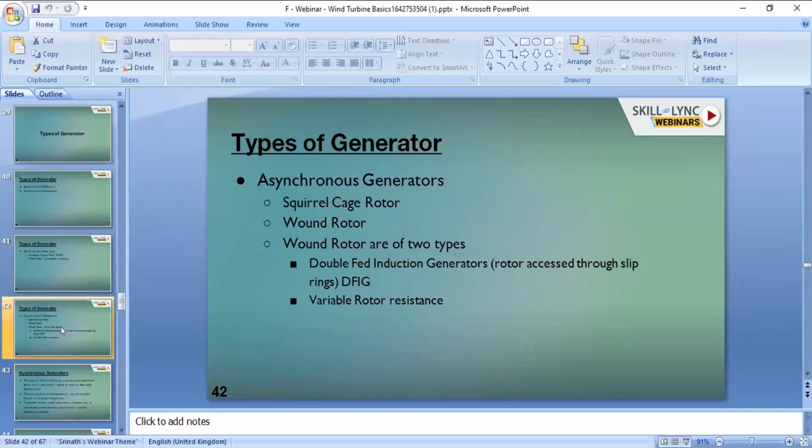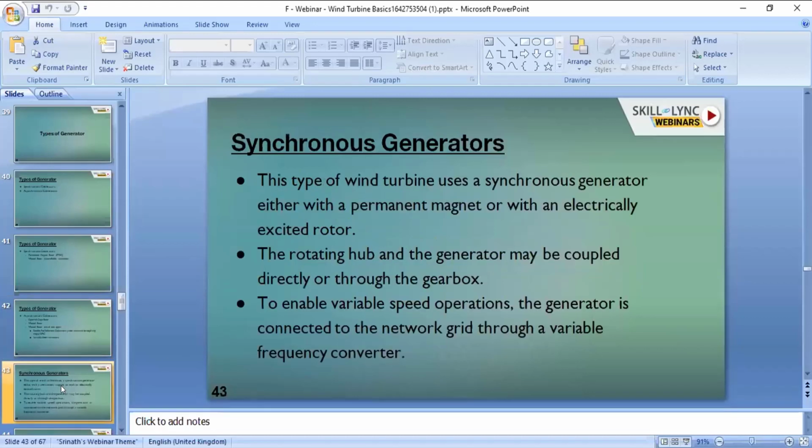In the asynchronous generator, the first type is the squirrel cage rotor, and the second type is called the wound rotor. The wound rotor is also again in two types. First is called the doubly fed induction generator, and second is variable rotor resistance. So we'll see first what the synchronous generator is.